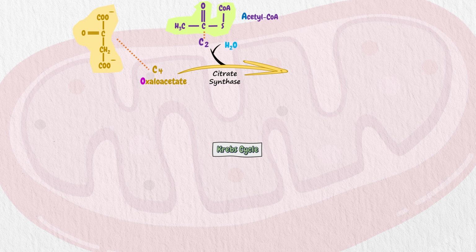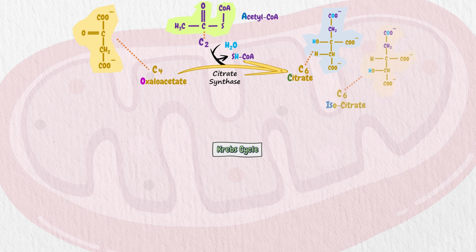2 carbons plus 4 carbons equal to 6-carbon structure. So 6-carbon structure is generated called citrate, and coenzyme A with sulfhydryl functional group is removed. It is not a reversible step. This citrate converts to isocitrate, a reversible reaction. This is an isomerization step. It means the isocitrate produced has the same number of carbons as citrate, but the arrangement in its structure is different from citrate.